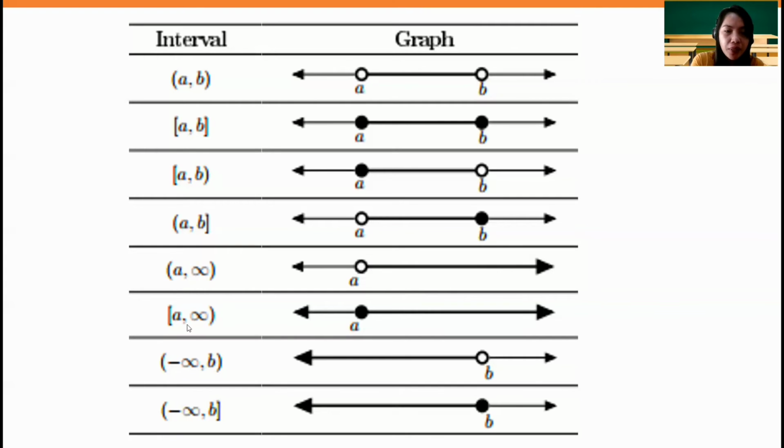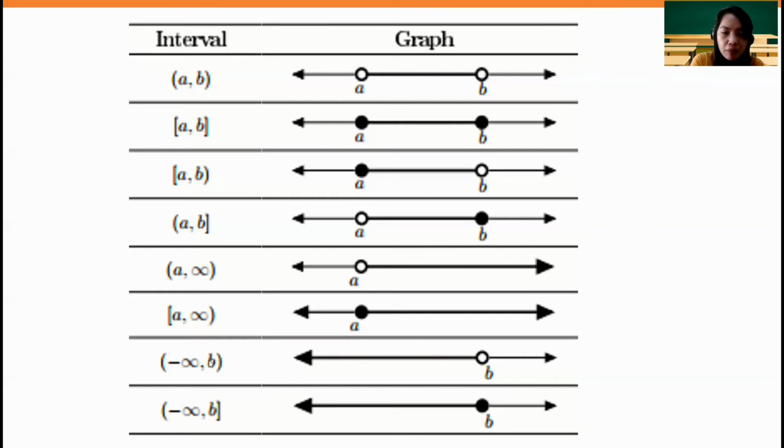Sa next interval, we have open bracket A, comma, positive infinity, parenthesis. Meaning, katabi ng A ay bracket, kasama ang A sa set, and from A to positive infinity, yan yung mga numbers na kasama sa set. Next, we have open parenthesis, negative infinity, to B, closed parenthesis. So from negative infinity, from left hanggang B, yan yung shaded part ng number line.